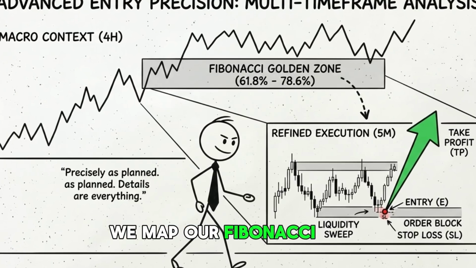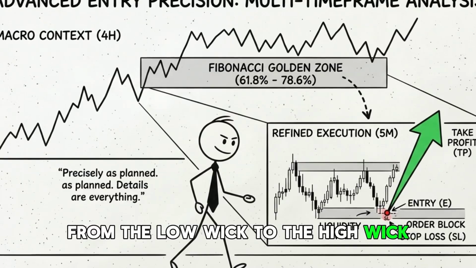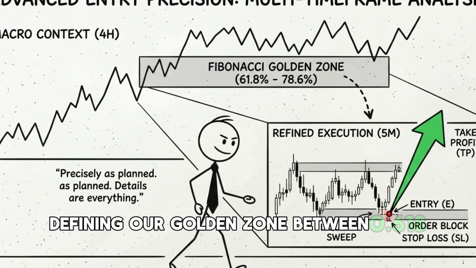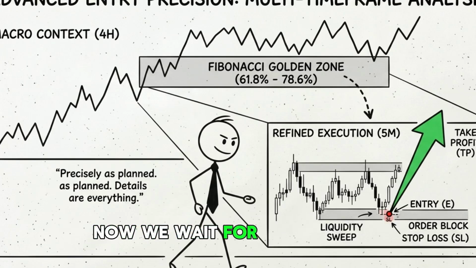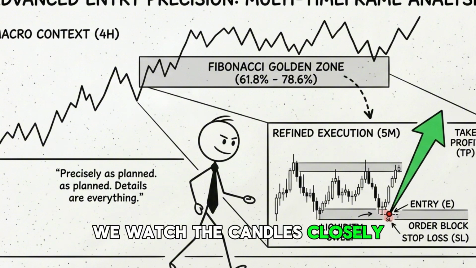We map our Fibonacci tool from the low wick to the high wick, defining our golden zone between 0.618 and 0.786. Now, we wait for the pullback. As the price drifts into our zone, we watch the candles closely.